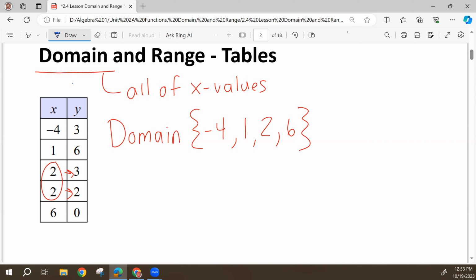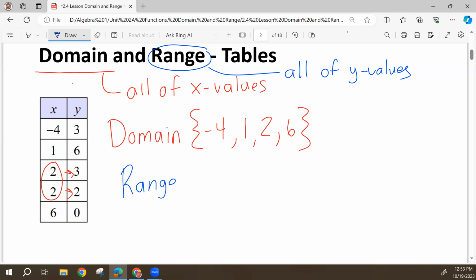The range is all of the y values. So if we want to write the range, we're going to write it in set notation. And we typically, again, will write it in order. So we have 0, we have 2, we have 3. That shows up twice. We'll write it once. And we have 6. So we have a list of all the possible x values.